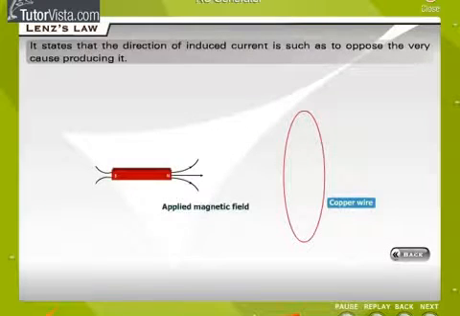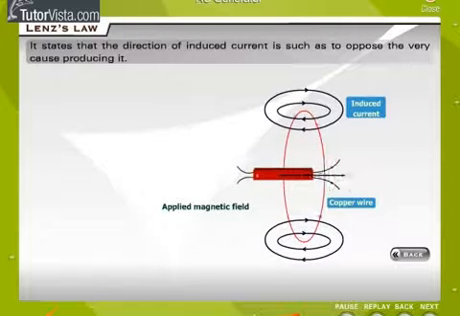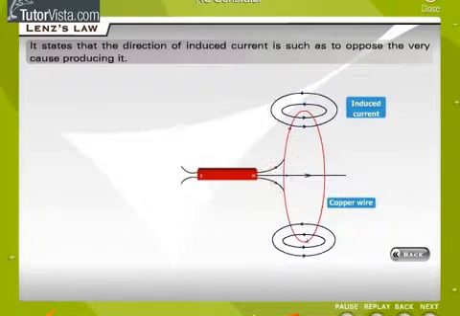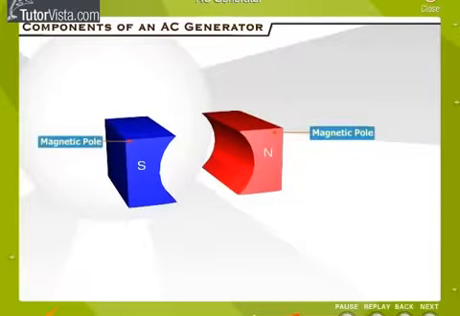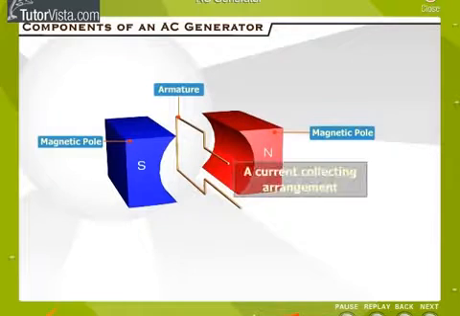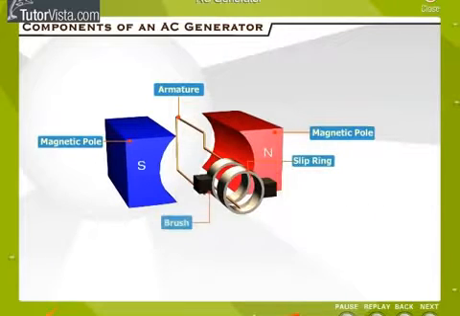Lenz's law. It states that the direction of induced current is such as to oppose the very cause producing it. Components of an AC generator. An AC generator consists of a magnet with concave cylindrical poles, an armature, and a current collecting arrangement. The current collecting arrangement consists of slip rings and brushes.